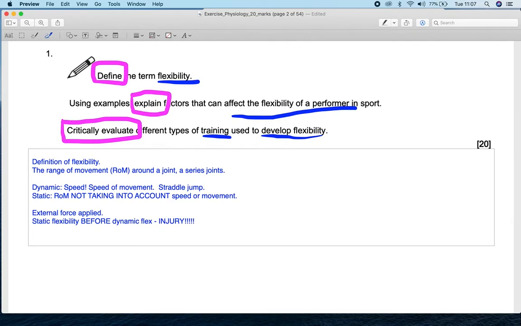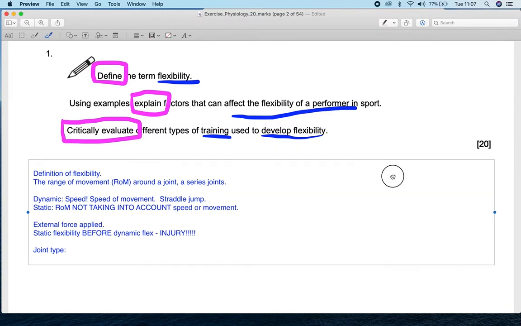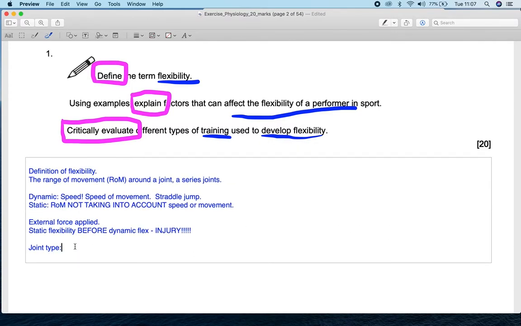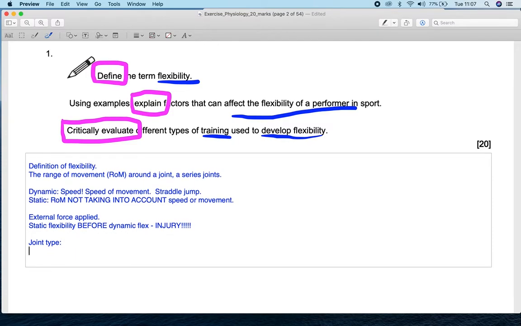Okay, there are many factors that will affect the flexibility of a performer in sport, many of them. Okay. We'll start off with some of the basic ones. So we've got joint type. If you think back to your GCSE work that you used to do way back in the day, last year, or even if you haven't finished your GCSEs because of the coronavirus, stuff that you've done over the last few months. So the joint type, we know that we've got hinge joints, we've got ball and socket joints, we've got condyloid, all of these different types of joints within our body.